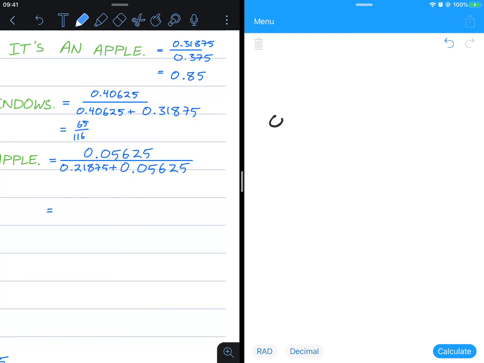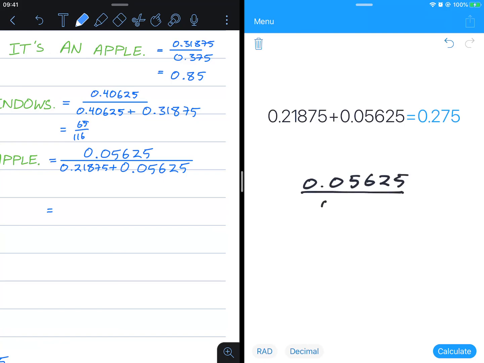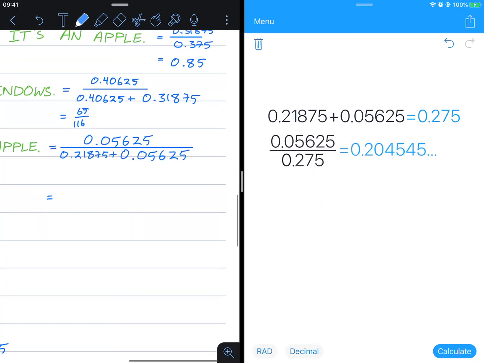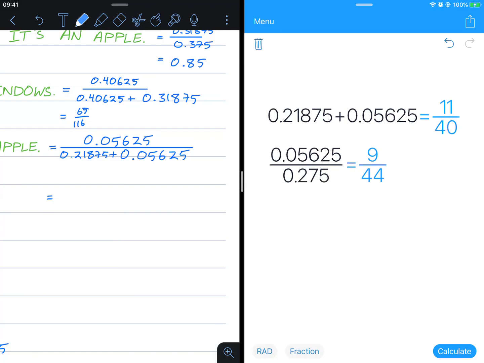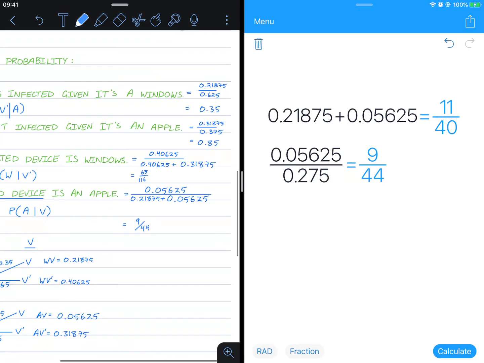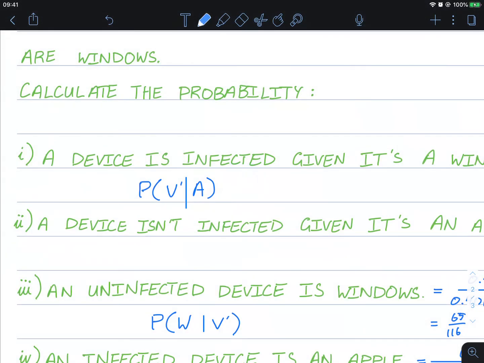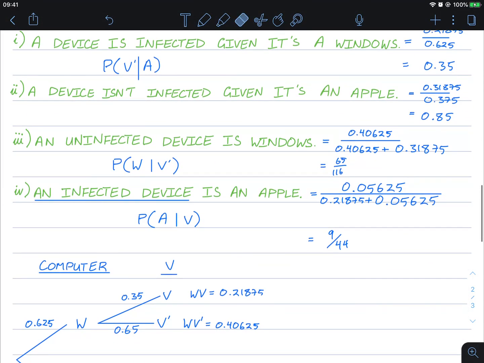Calculating this now, let's just add this first. 0.21875 plus 0.05625 is 0.275, so 0.05625 over 0.275. What's this as a fraction? This is a 9 in 44 chance that an infected device is an Apple.